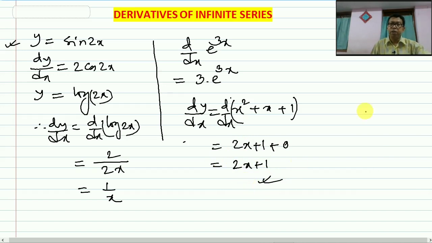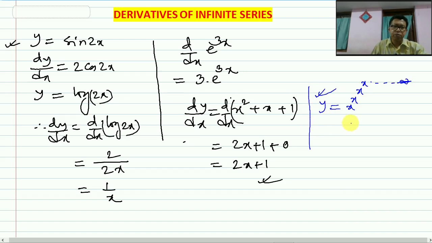But now if it is asked to find the differentiation of an infinite series, say y is equal to x to the power x to the power x to the power x, and so on to infinity, you have to find the differentiation of this type of function. In such a case we use the fact that if a term is deleted from an infinite series, it remains unaffected.